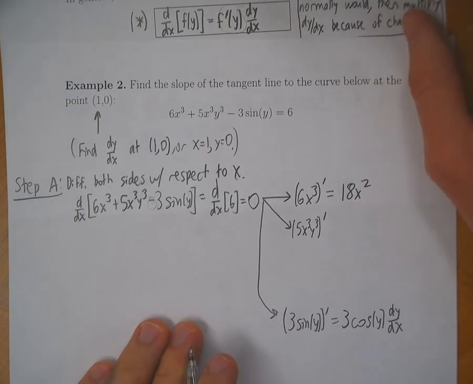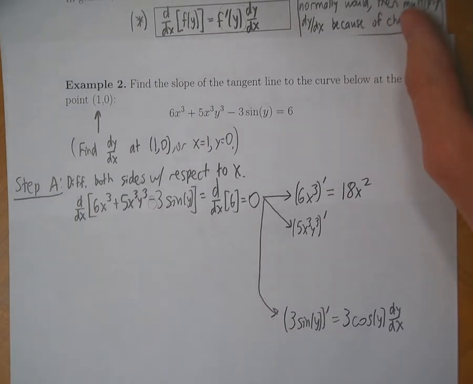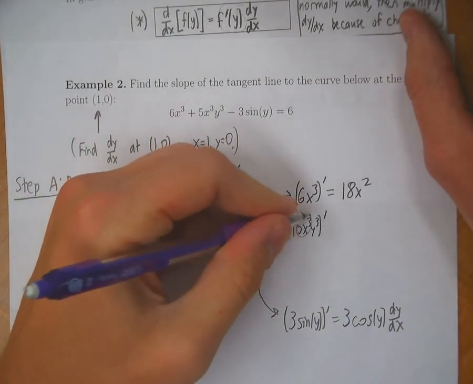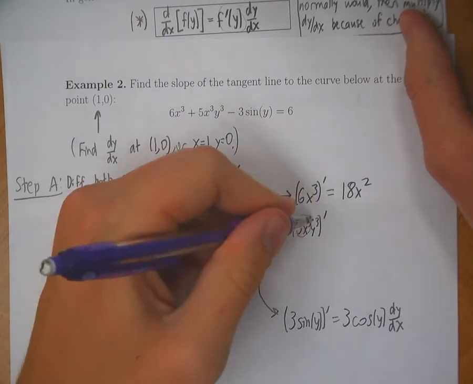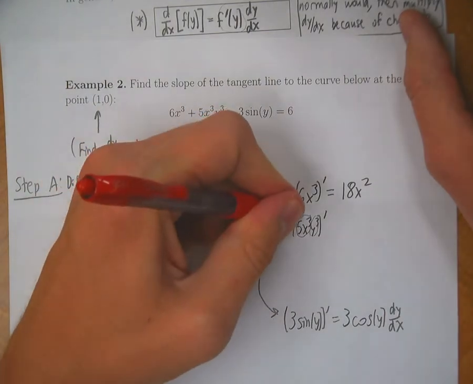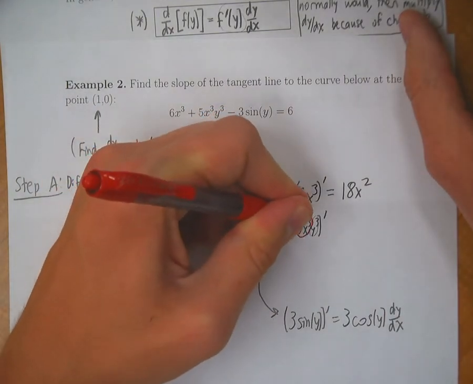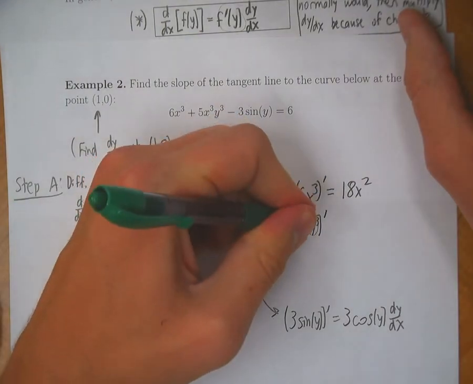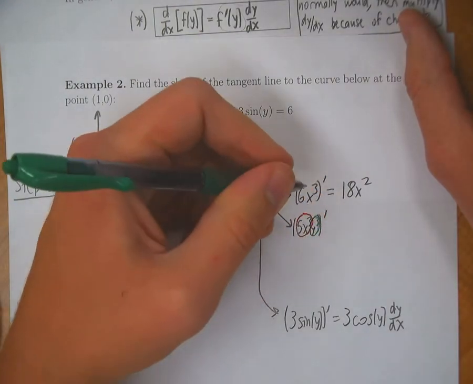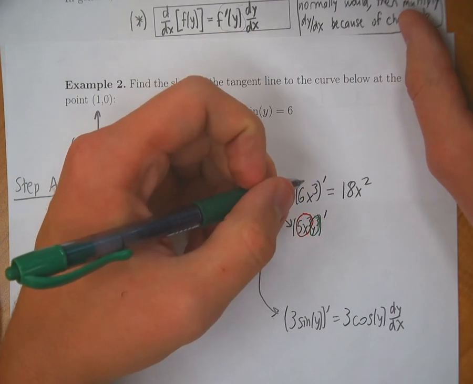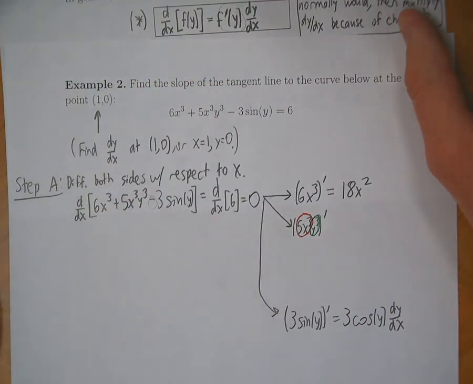Now here's where things get a little bit more interesting. On the second term, we have 5x cubed, which is one function of x, times y cubed, which is another function of x. So it seems that we have a product of two functions of x. If we wanted to differentiate a product of two functions, what rule would let us do that? Product rule. That's a good answer, I like that answer.